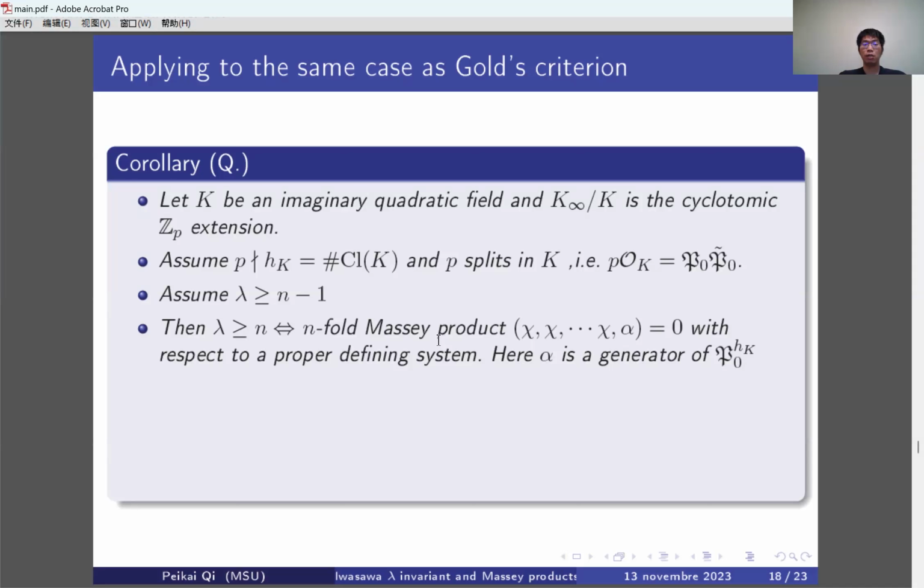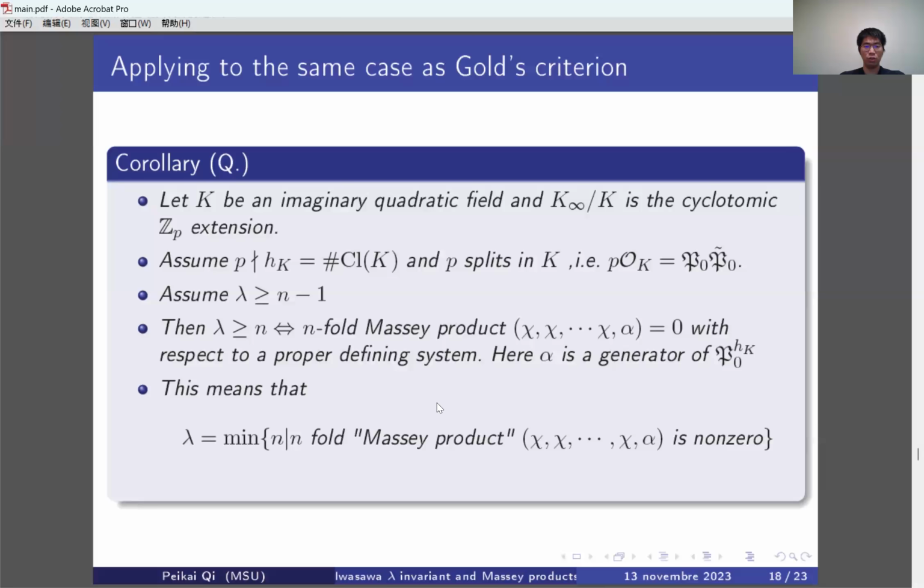Gauss's criterion said λ ≥ 2 if and only if the 2-fold cup products vanish. This directly generalizes Gauss's criterion. And you may feel it is strange why I write it this way: λ ≥ n−1, then λ ≥ n if the n-fold Massey product vanishes. You can think of it in this way: if we have this condition, this directly just means λ is the minimal n such that the n-fold Massey product is non-zero.